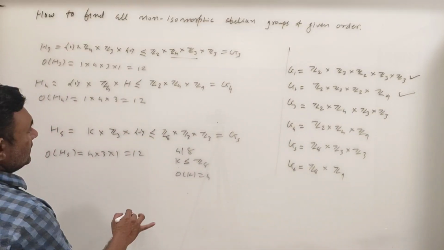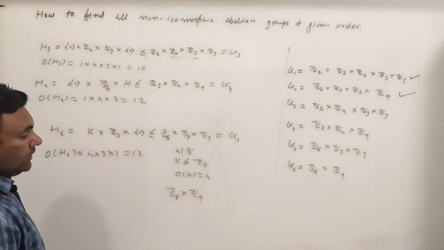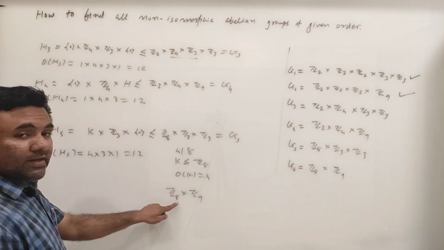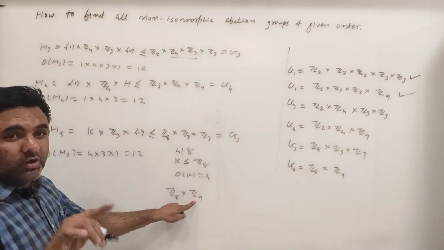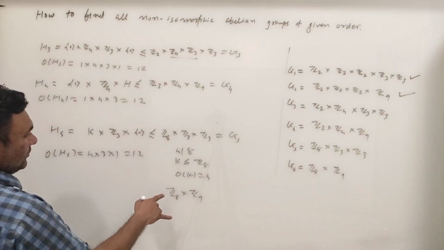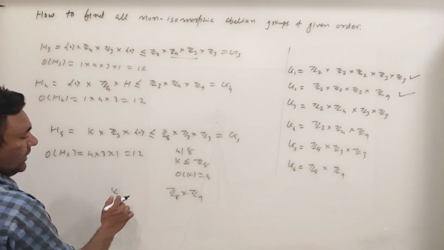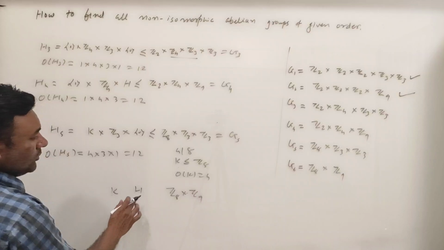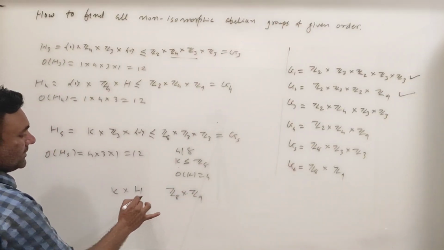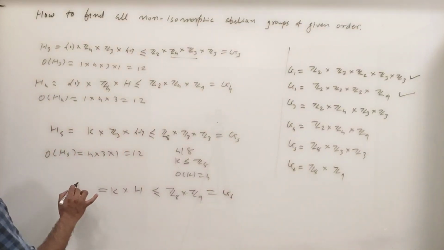G6. So that is Z8 cross Z9. तो Z8 के पास एक 4 order का subgroup है because 4 divides 8, and Z9 के पास एक 3 order का subgroup है. So let me say that 4 order subgroup is K. So K is a subgroup of Z8 and its order is 4, and H is a subgroup of Z9 and its order is 3. So K cross H is a subgroup of this one, and this is your G6, and let me say it is H6.